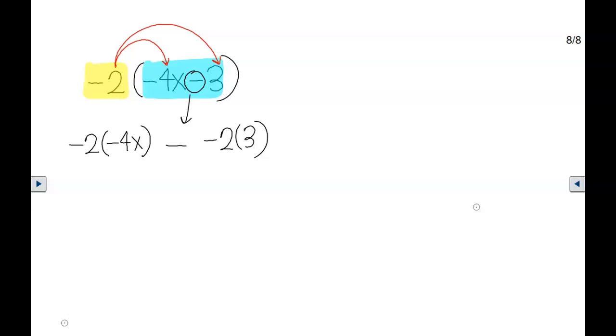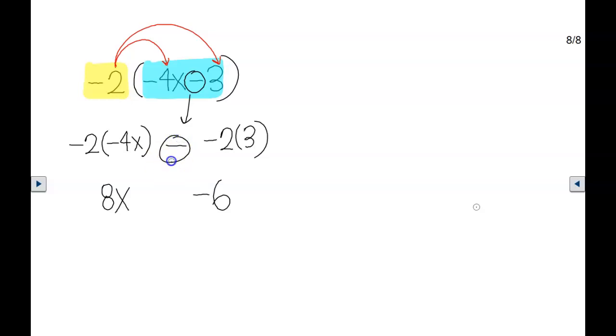All right, so let's do our multiplications. Negative 2 times negative 4x. We're going to do negative 2 times negative 4. That is a positive 8. And then we'll just move that x down and attach it to the answer. The other multiplication we need to do is negative 2 times 3. That is a negative 6.